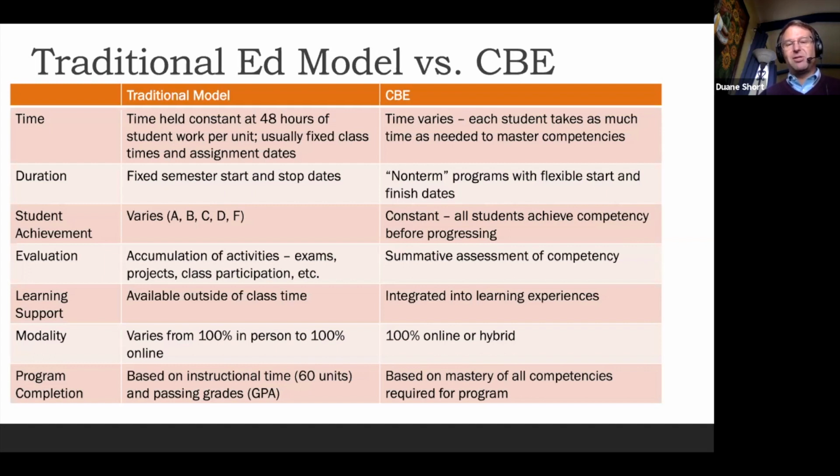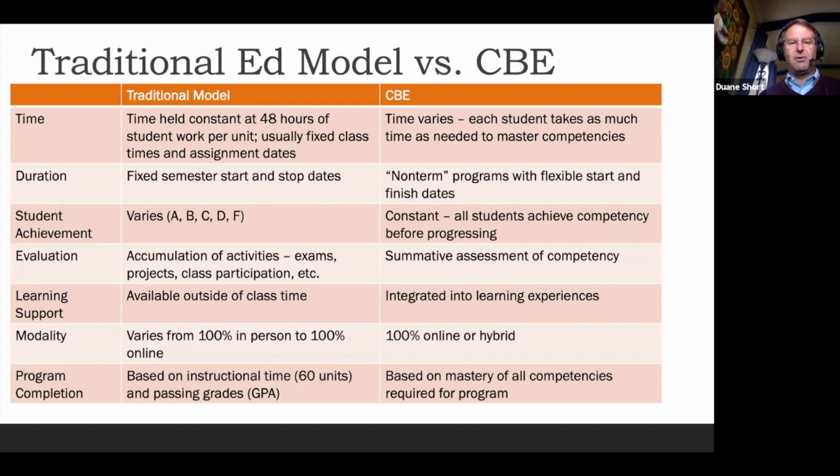So probably that means it's going to be 100% online, although you could potentially have a hybrid course maybe where some of the time is done in person, or maybe you offer different workshops or synchronous training sessions, something like that. And then the program completion.